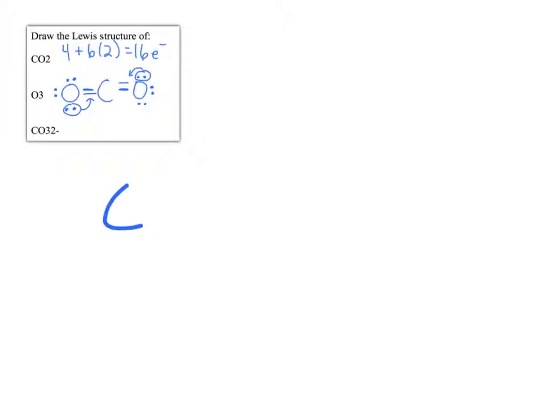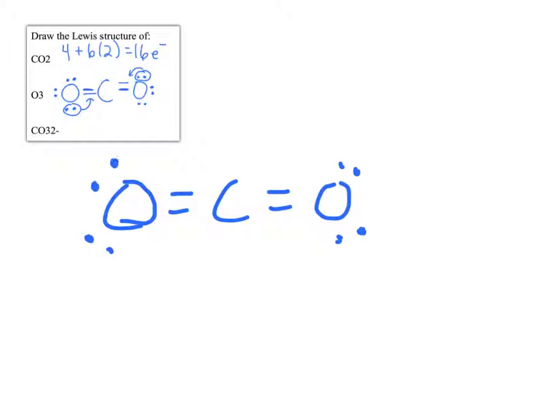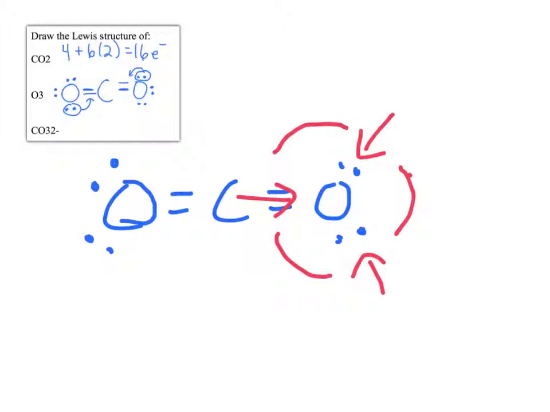I end up with carbon, double bonded, 2 oxygens on either side. And there's my CO2 Lewis structure. Notice that I tried to spread out my lone pairs of electrons, for example, the 3 lone pairs around this oxygen, 1, 2, 3 lone pairs, to orient themselves in space as far away from each other as possible. And this ends up being a 120-degree bond angle here.